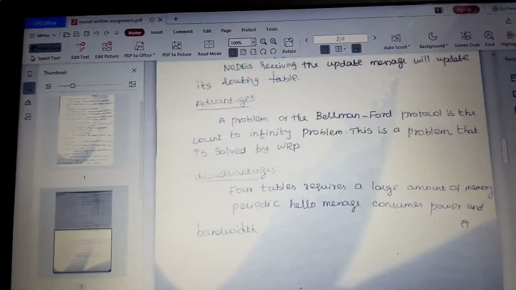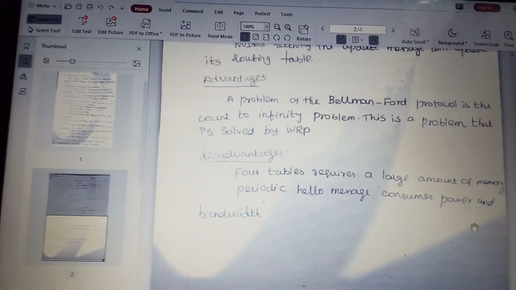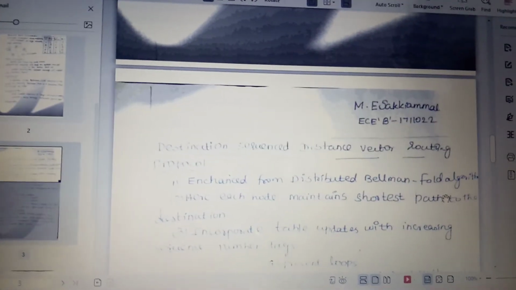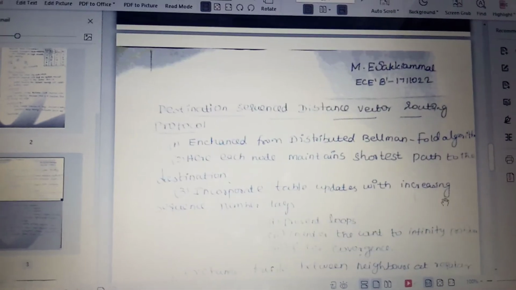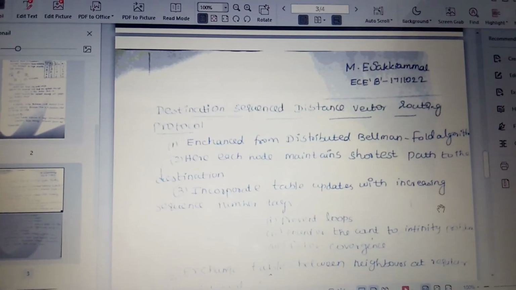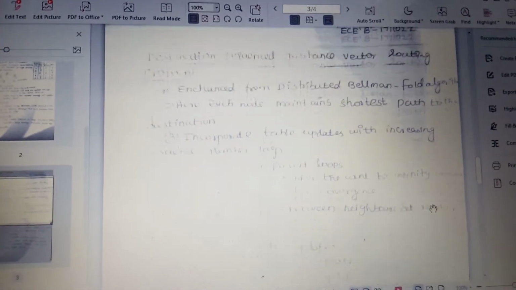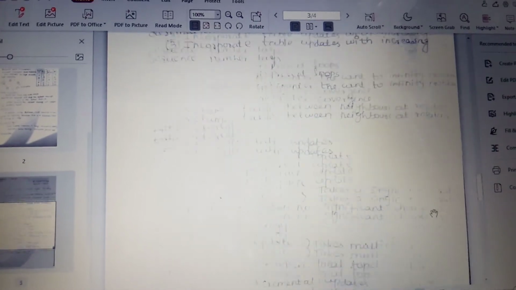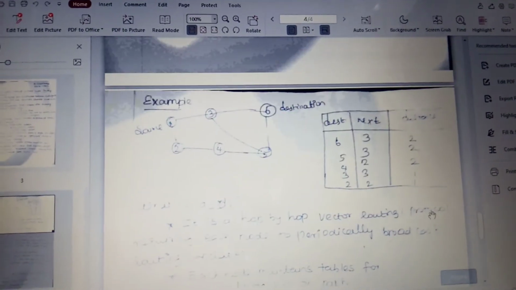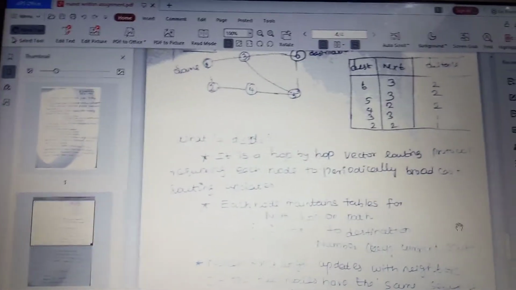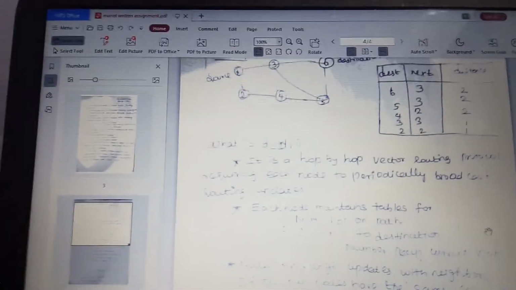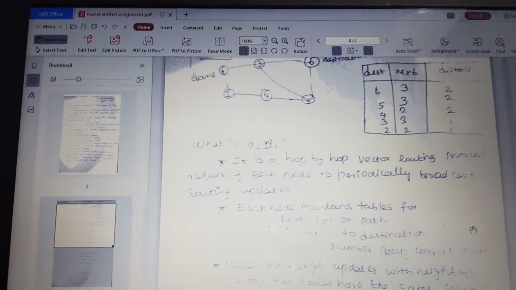The next protocol is the destination sequenced distance vector routing protocol. First, we will see the definition of the destination sequenced distance vector routing protocol. It is a hop by hop vector routing protocol.